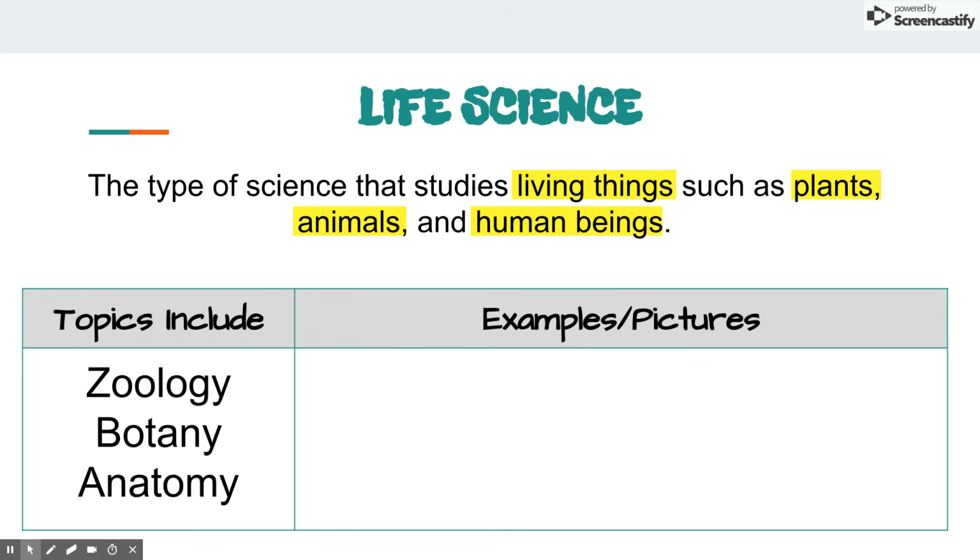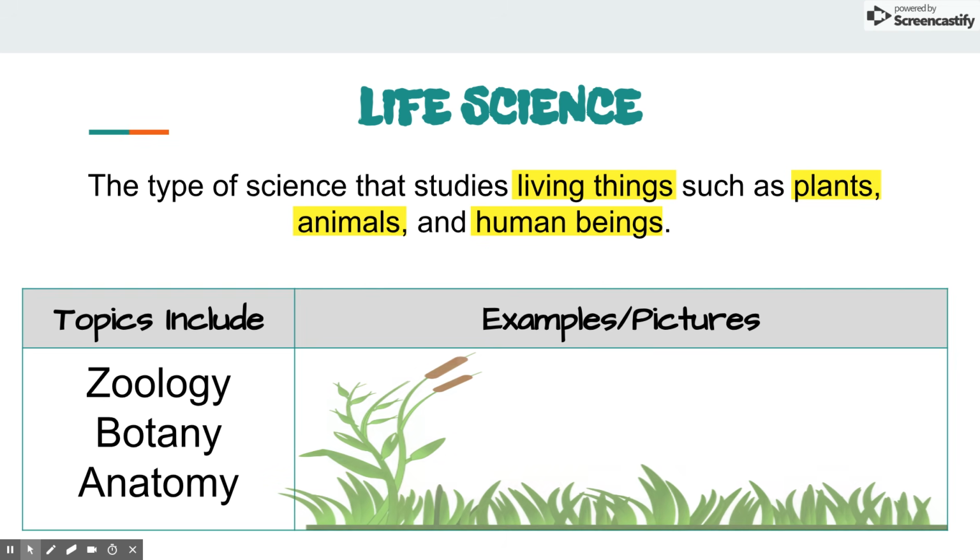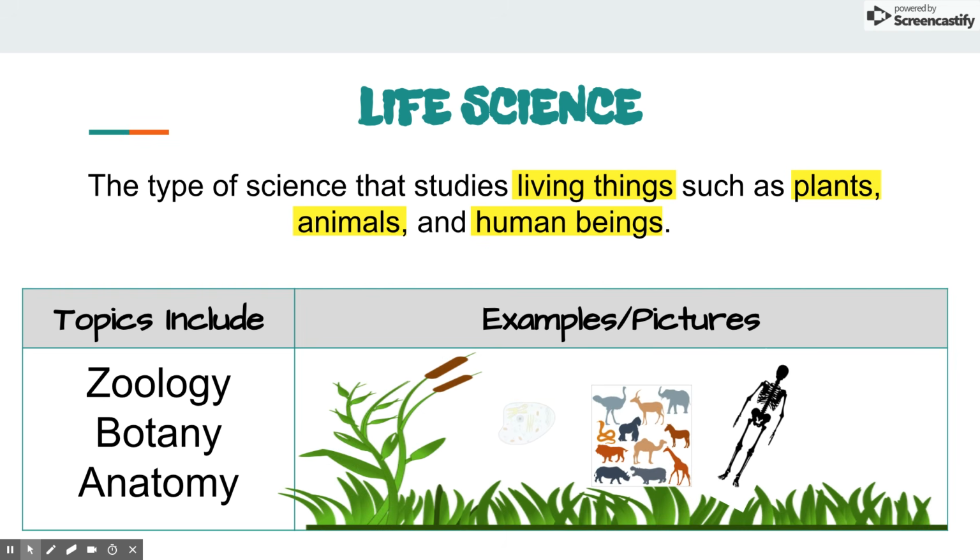And here are some examples and pictures for you to write down or draw. I have some plants, a lot of different animals. I have this very small picture here, which is a picture of a cell. We will cover cells in 6th grade. They're so small, you need a microscope to see them. I have a picture of a skeleton to represent anatomy. And then there's a little disease microbe as well, because diseases fall under the life science category. You could also include ecosystems as part of the life science category, anything biology related.